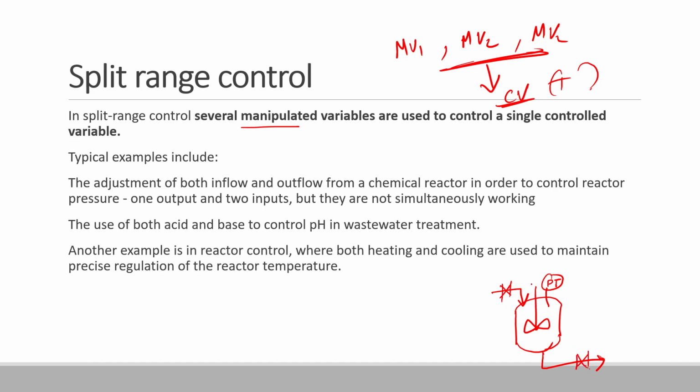So we can control the pressure of the system by opening this inlet valve. The pressure will increase. Similarly, we can control the pressure also by opening this outlet valve. If you open the outlet valve, the pressure will decrease, and if you open the inlet, the pressure will increase. That is, basically we can control the pressure by using either of these. We have two manipulated variables to control this pressure, so we can use split range control. So this is one example.